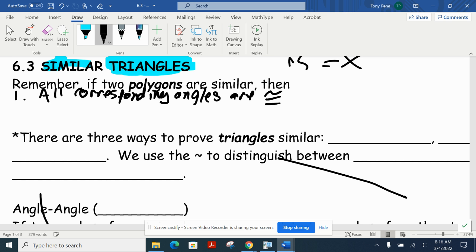All right, so that's the first thing. And then the second thing is all corresponding sides.